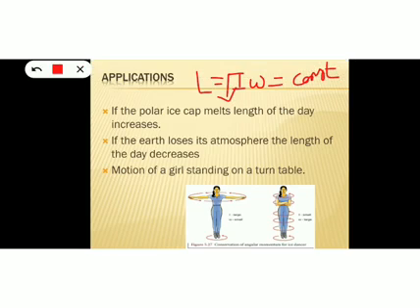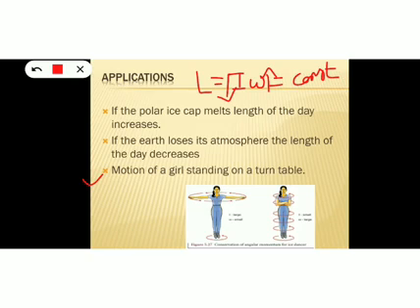So if moment of inertia decreases, consequently omega should increase. That means angular speed should increase. Angular speed increases means what? The earth quickly completes its rotation. So the length of the day decreases. Okay, just reverse of the first application. Then what is the third application? Motion of a girl standing on a turntable.